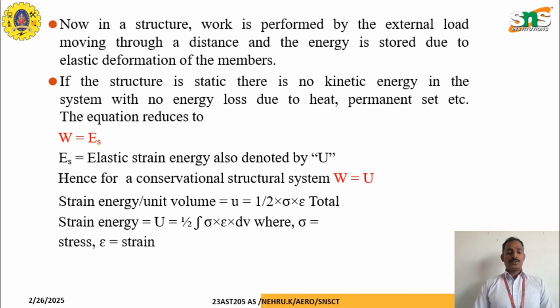Hence, for the conventional structural system, W equal to U, that is, the work done is equal to strain energy. Strain energy per unit volume is U equal to half times sigma into epsilon. Total strain energy is U equal to half times the integral from 0 to L of sigma epsilon dV, where sigma is the stress and epsilon is the strain.